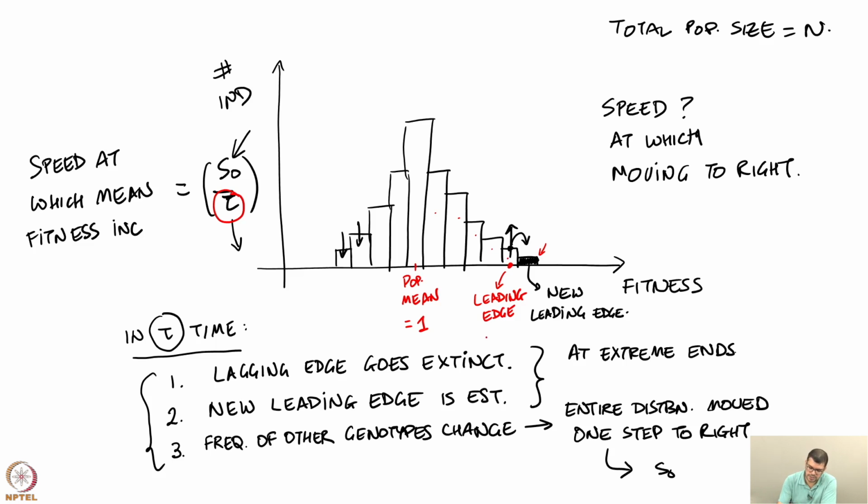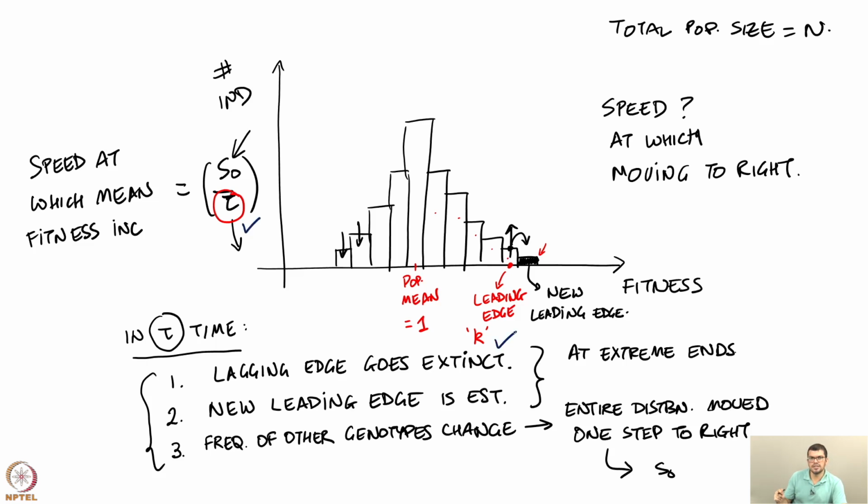So, I am going to say that the leading edge is k beneficial mutations ahead of the population mean. What might be that value of k is something that I do not know yet. So, I am going to look at this travelling wave in two different ways and we are going to solve for both tau and k.